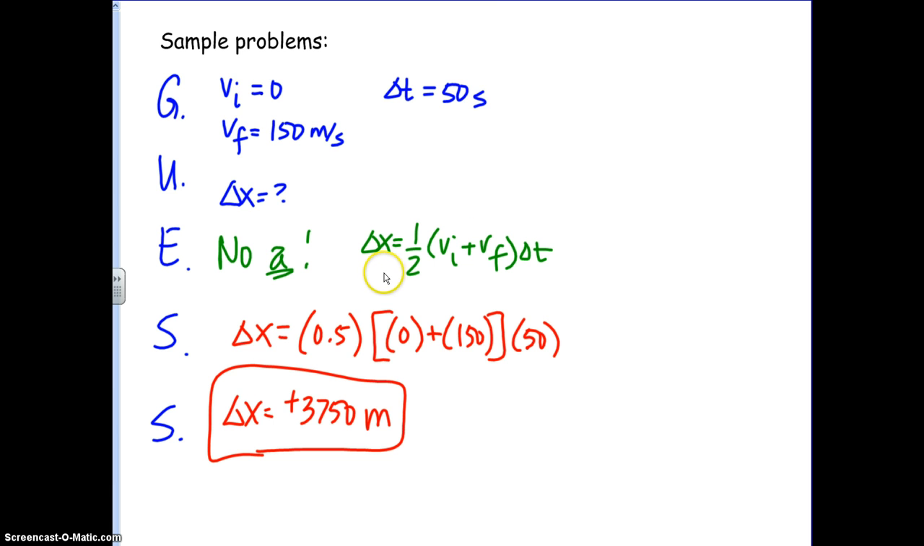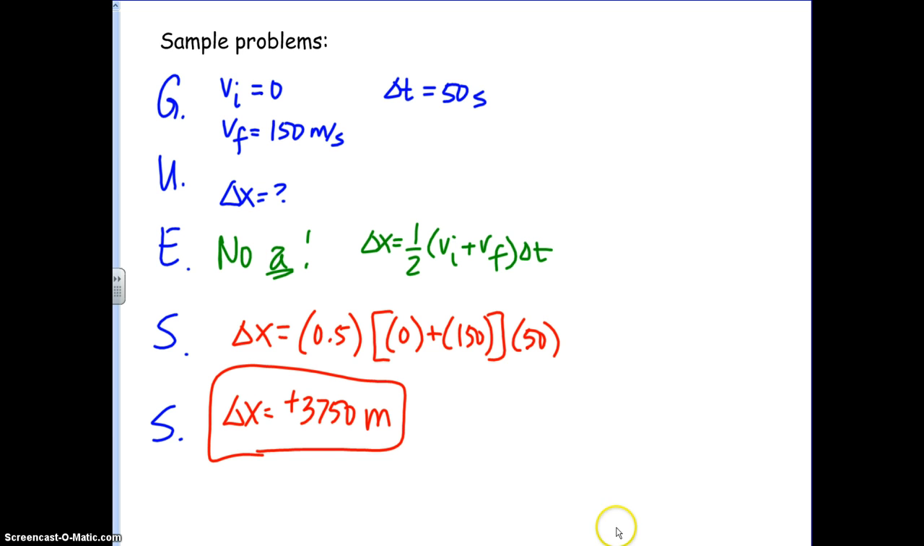And that one happens to say delta x equals 1/2 times the quantity v initial plus v final times delta t. It doesn't matter what order you have these in, because when you add them, it just doesn't matter. So if I plug in the numbers, I get 2,500 meters. That's going to cover about 25 football fields during that time.